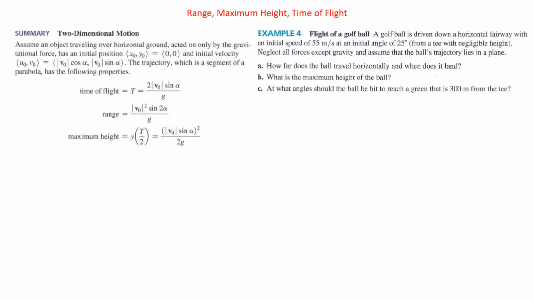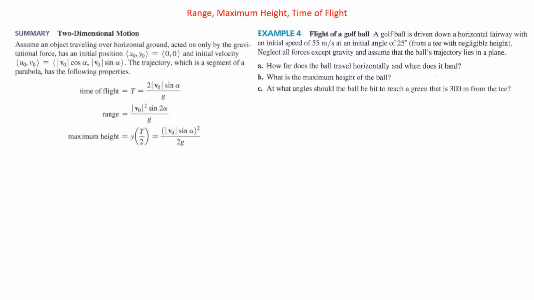A golf ball will start basically on the ground. So a golf ball is driven down a horizontal fairway with an initial speed of 55 meters per second at an initial angle of 25 degrees from a tee with negligible height, which means it's just sitting on the grass for all intents and purposes. And neglect all forces except gravity and assume the ball's trajectory lies in a plane. And again, we ignore all the forces except for gravity, because if we don't ignore them, Disney's going to buy them and ruin them. So just ignore them. So how far does the ball travel horizontally, and when does it land?